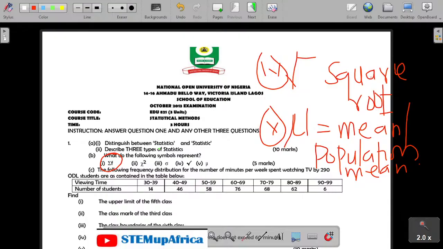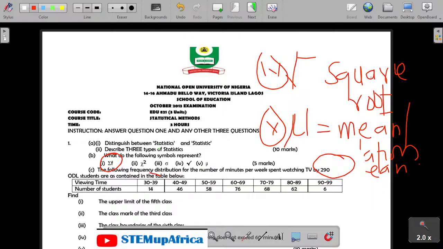So if you add 14, 46, 58, 76, 68, and 6, it is going to give you this 290. If you have a calculator, you can try it out. 46 plus 14 plus 58 plus 76 plus 68 plus 6, you are going to have this 290 here, which is our total frequency, or the total number of people involved.